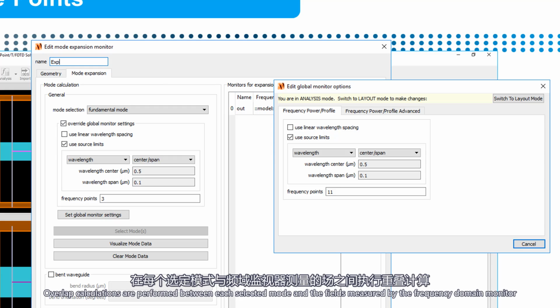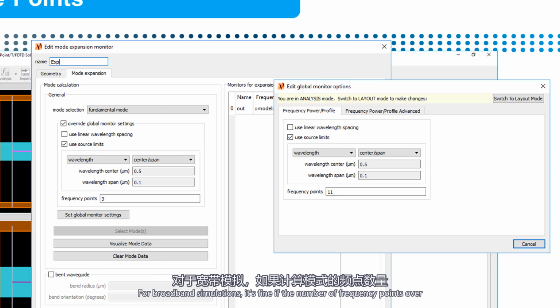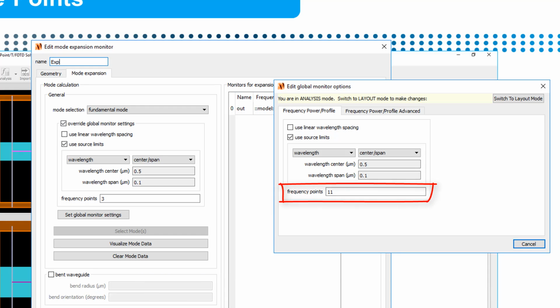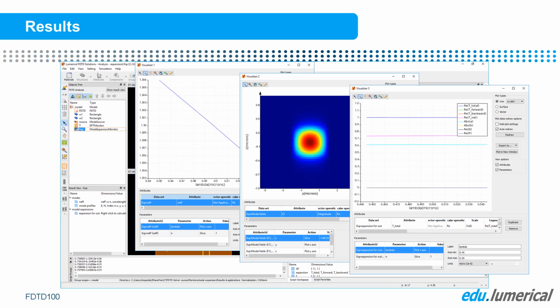Overlap calculations are performed between each selected mode and the fields measured by the frequency domain monitor in order to determine the coefficient giving the fraction of power which is traveling in that mode. For broadband simulations, it's fine if the number of frequency points over which the modes are calculated doesn't match the number of frequency points measured by the frequency domain field monitor, since the mode profiles will be interpolated to the frequency points measured by the frequency domain field monitor.